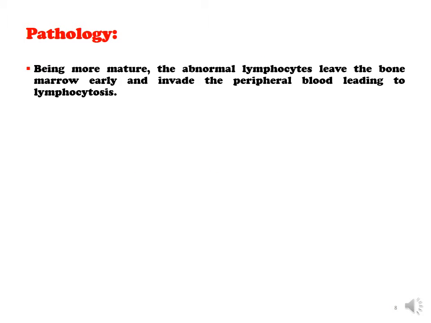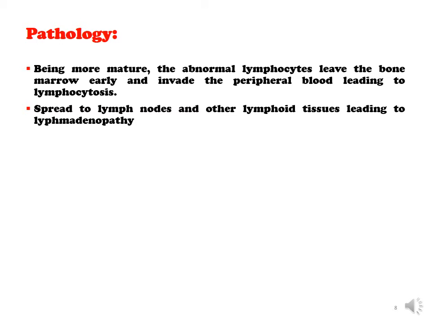What's the pathology of this leukemia? Being more mature, the abnormal lymphocytes leave the marrow. When these lymphocytes, which are the clonal, malignant ones, start to become mature, they start to leave the marrow and then invade the peripheral blood, leading to this lymphocytosis.